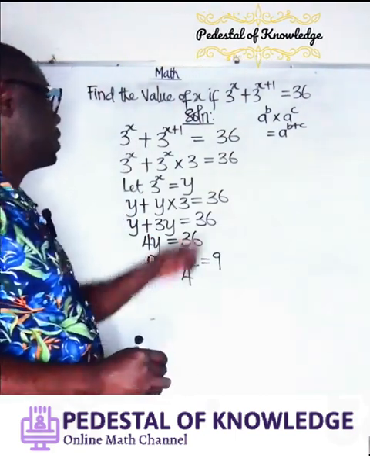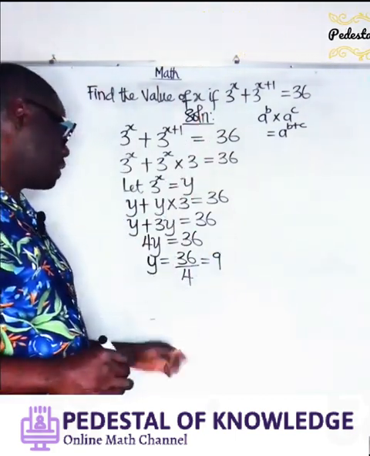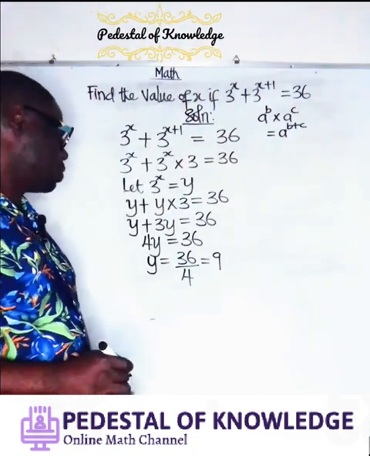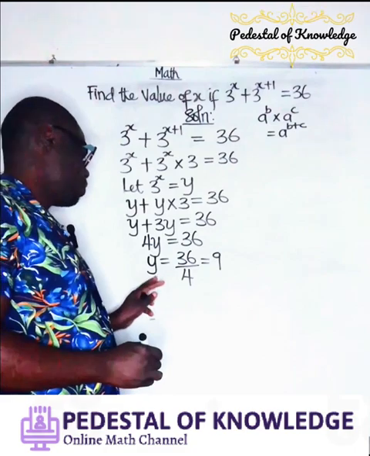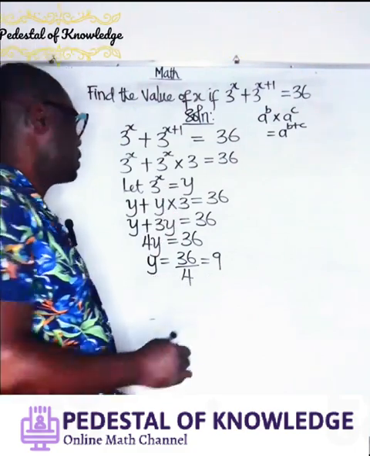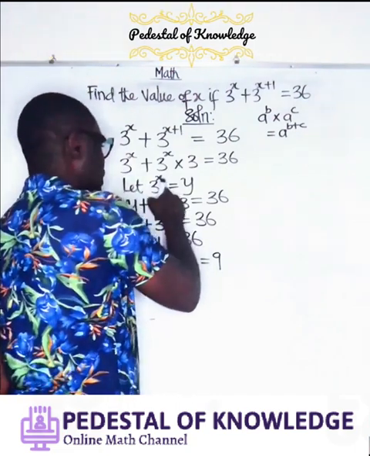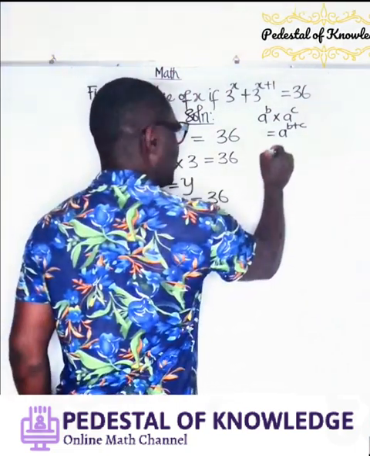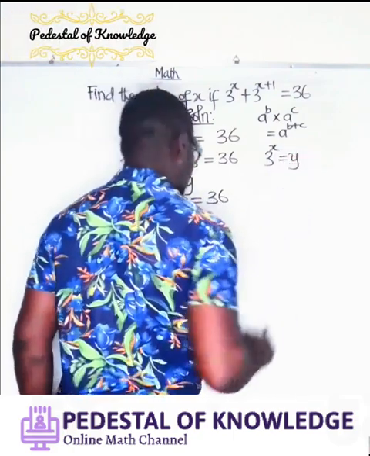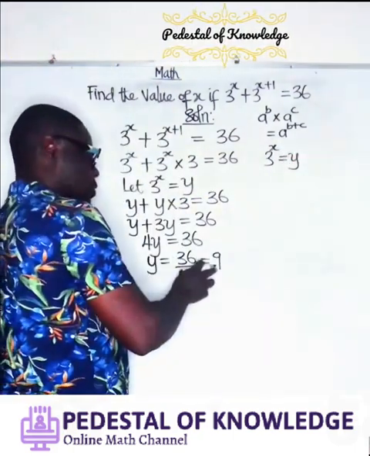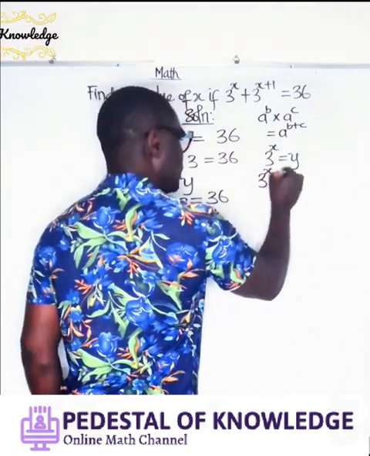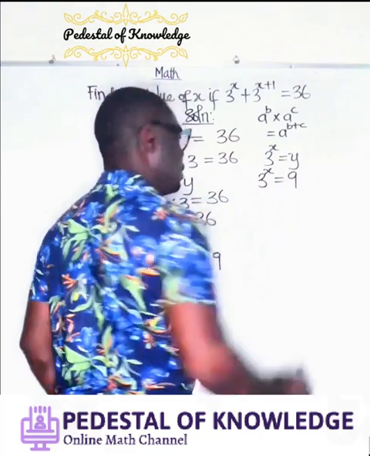Now remember that in the question, we were not asked to find the value of y, rather we were asked to find the value of x. So we're going to take back the value of y as 9 to that equation we have already established. Remember that from this very equation, you have 3 raised to power x is equal to y. Alright, so remember that y is equal to 9. So this equation becomes 3 raised to power x is equal to 9.